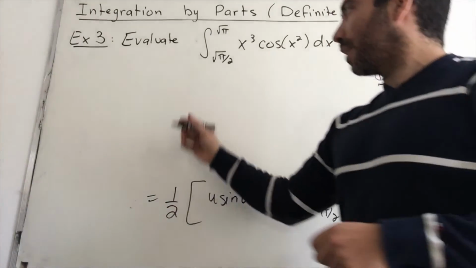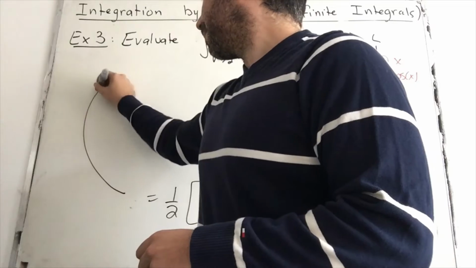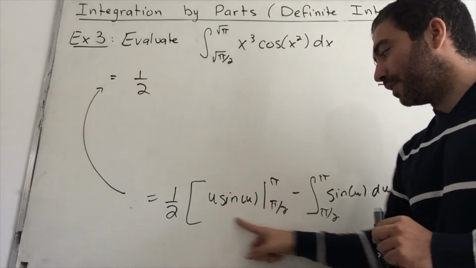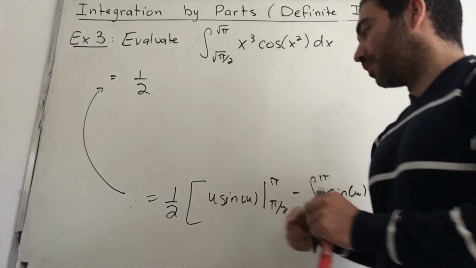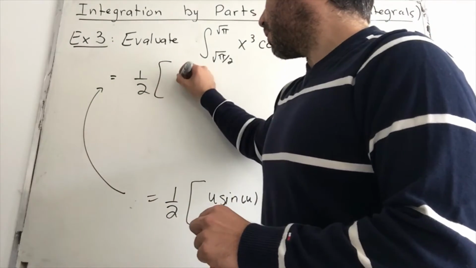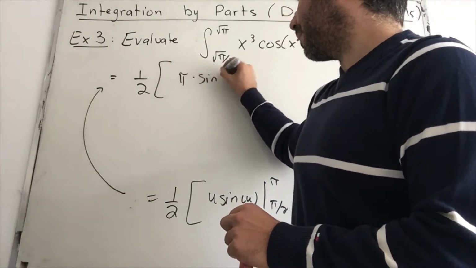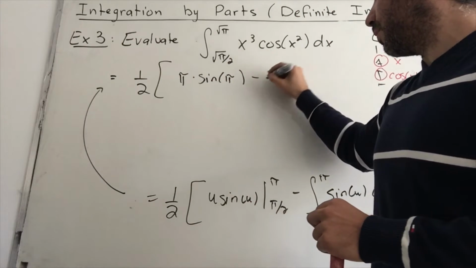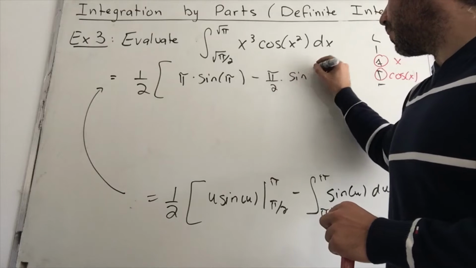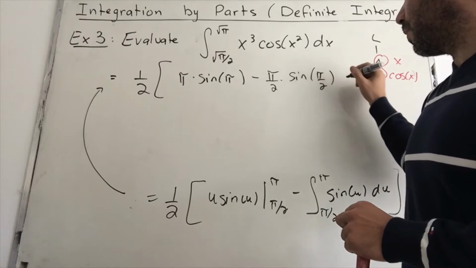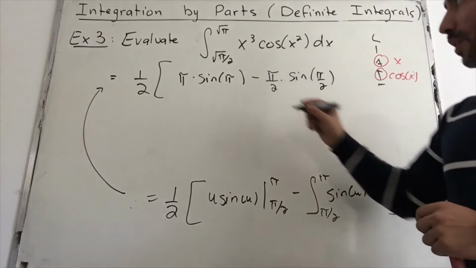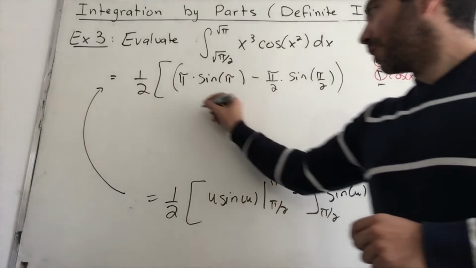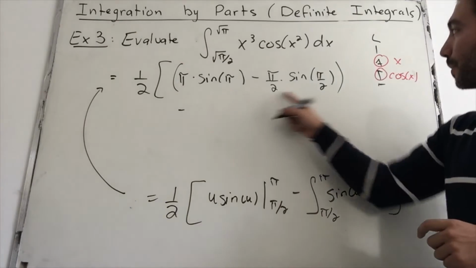So let's sit the 1/2 in the front. We're gonna jump back up here. We have 1/2. Here we're gonna apply FTC part 2 on this piece. So I'm gonna substitute the pi, giving us pi times sine of pi minus pi over 2 times sine of pi over 2. Okay. So this is the first piece inside our big square brackets, minus, I'm just going to jump down here. I apologize for this, I just don't have space.